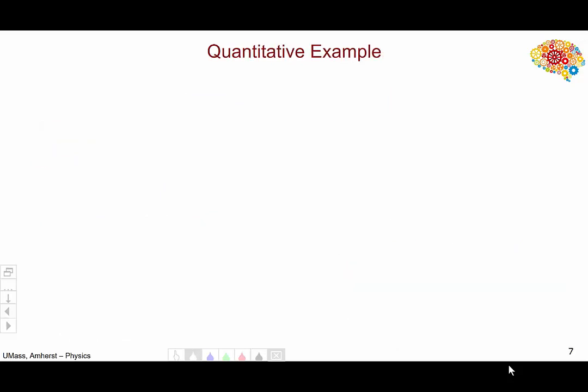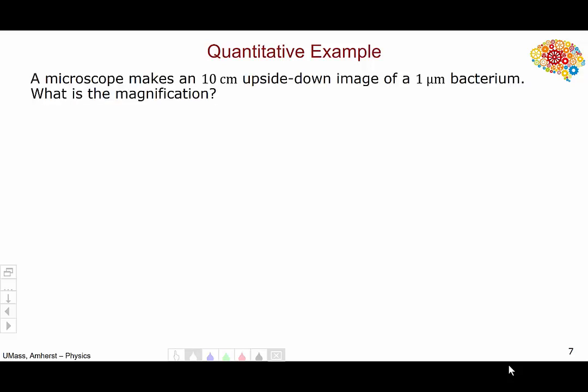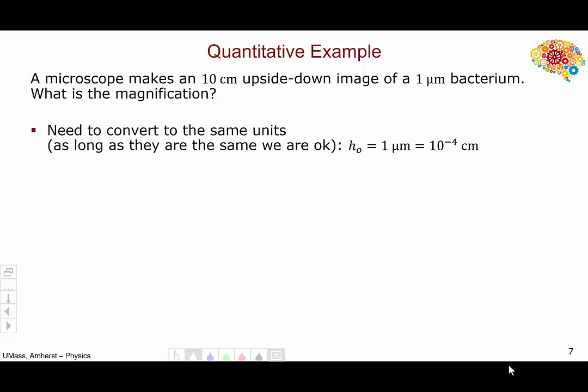Now let's do a short quantitative example. A microscope makes a 10 centimeter upside down image of a 1 micrometer bacterium. What is the magnification of this particular microscope? Now, I always need to convert to the same units. It doesn't matter what units they are, but hi and ho need to be in the same units.